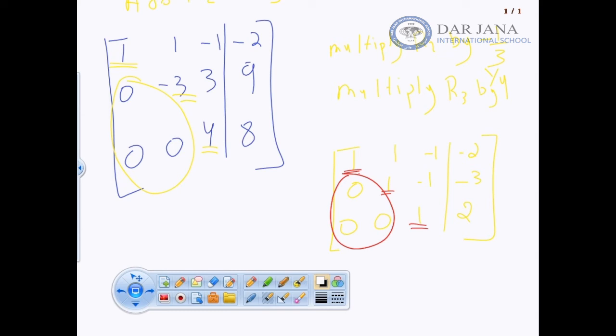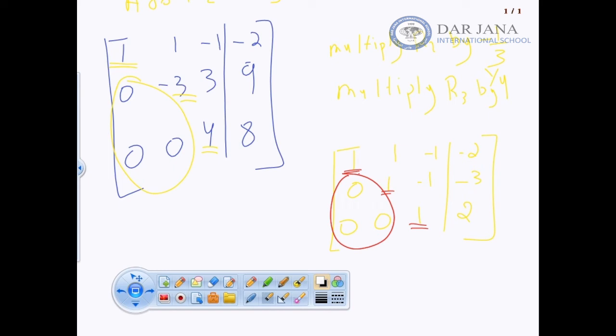So row echelon form, by definition, what are the steps to do in order to change a matrix into row echelon form? You can refer to your book to page 884, row echelon form and reduced row echelon form. A matrix is in row echelon form if it satisfies the following conditions. What are these conditions? Any rows consisting entirely of zeros are at the bottom of the matrix. This is the first condition. Second condition, for all other rows, the first non-zero entry is 1. This is called the leading coefficient.